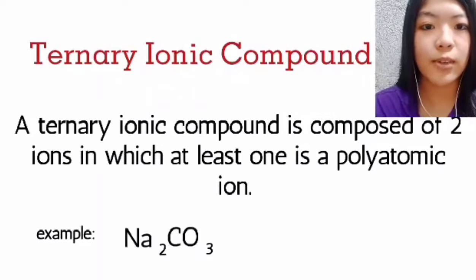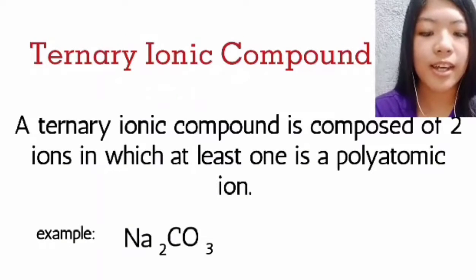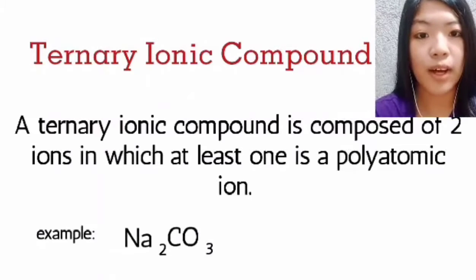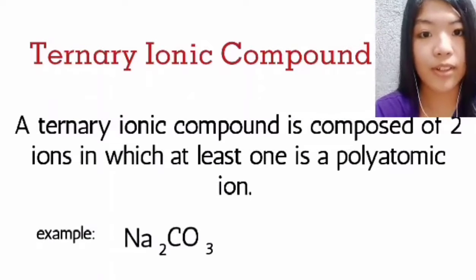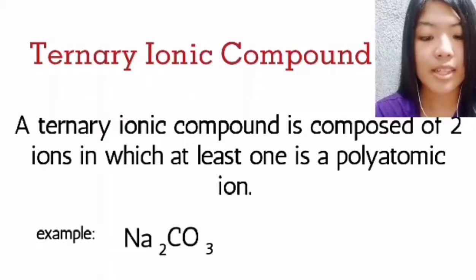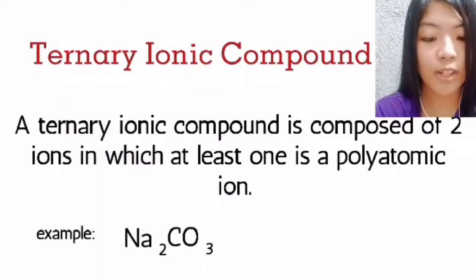Now for ternary ionic compounds. A ternary ionic compound is composed of 2 ions in which at least one is a polyatomic ion. For example, Na2CO3. We can see here that sodium is one of the ions and the polyatomic ion is carbonate.